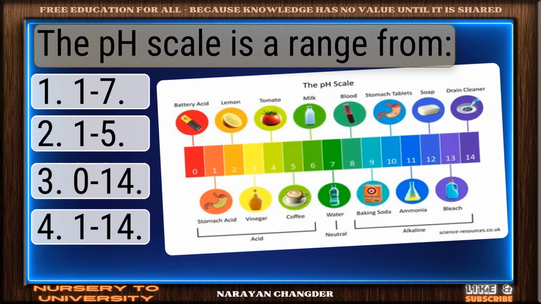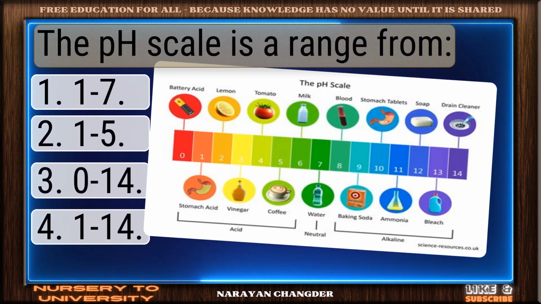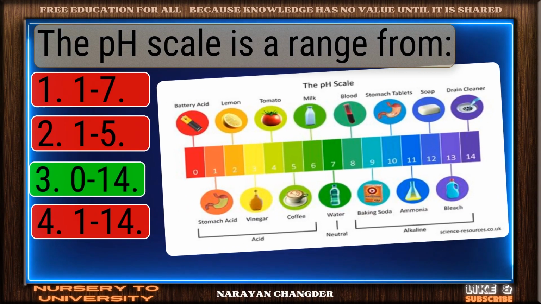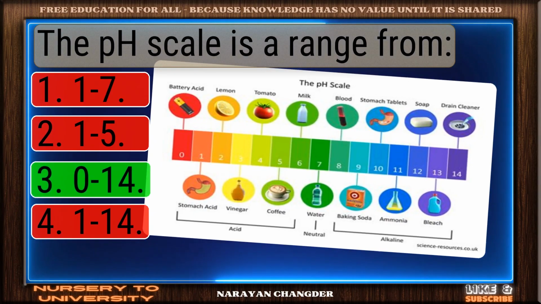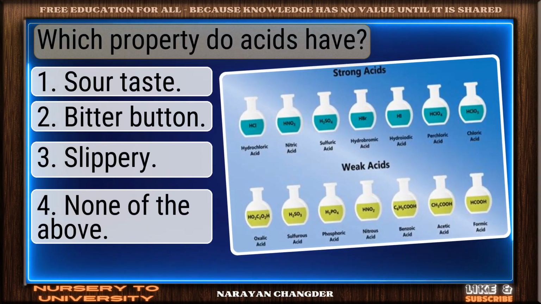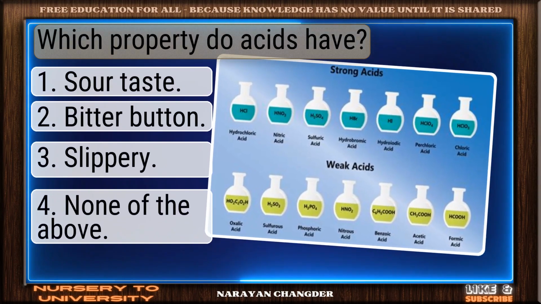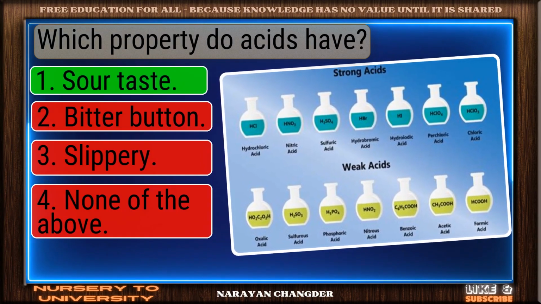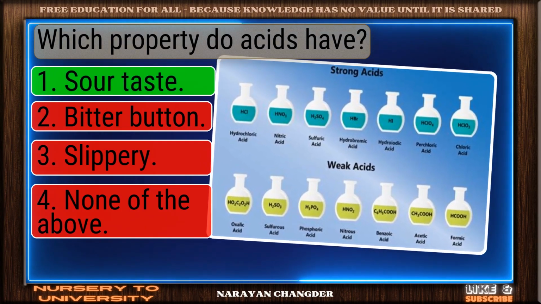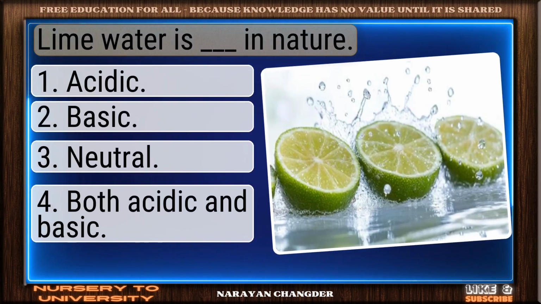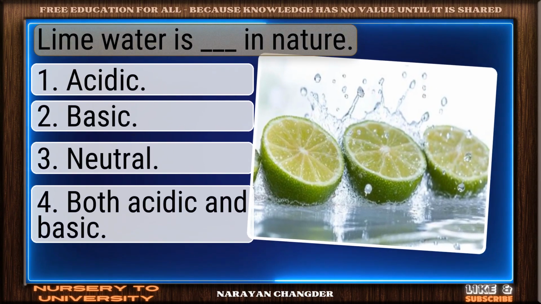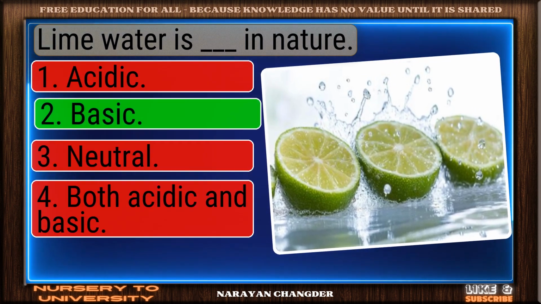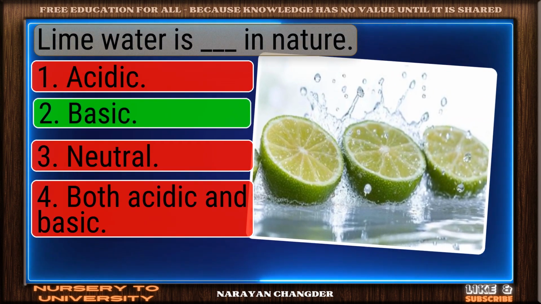Question number 160. The pH scale is arranged from. Excellent. 0 to 14 is a brilliant choice. Question number 161. Which property do acids have? Solid response. Sour taste is a valid choice. Question number 162. Lime water is dash in nature. Excellent choice. Basic is the right answer.